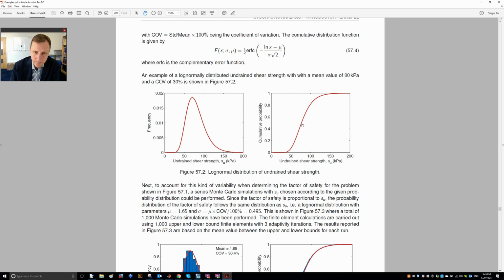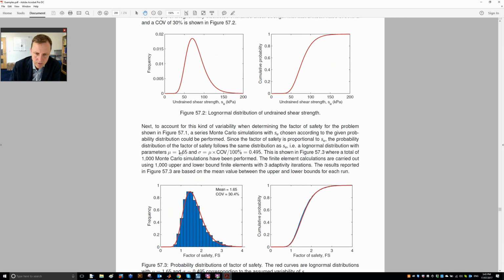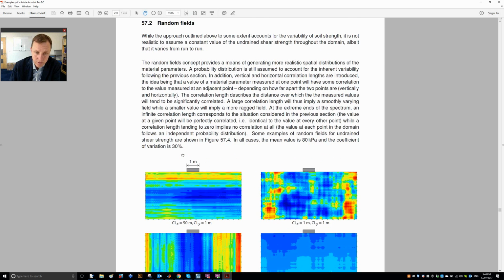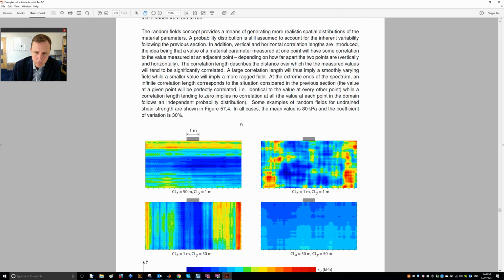And in this case, with a footing on an undrained clay, you would have a distribution of the limit load, which would be affine to the distribution of the undrained shear strength, because the limit load is, of course, directly proportional to the undrained shear strength. So that type of analysis is not necessarily really that interesting. When it gets interesting is when you start accounting for spatial variability, and that's done with this so-called random field concept, where the idea is we still have a mean value and a standard deviation, but in addition to that we also have so-called correlation lengths.